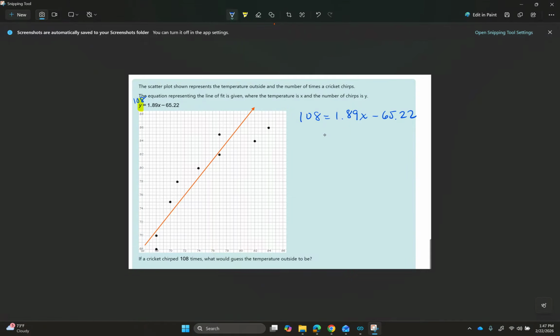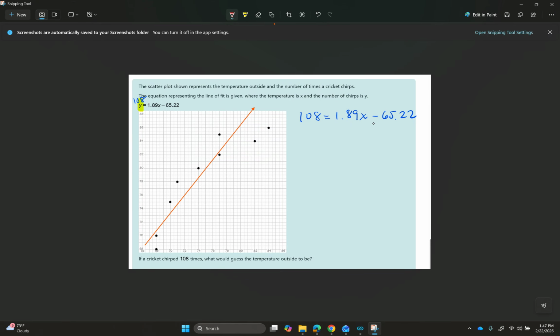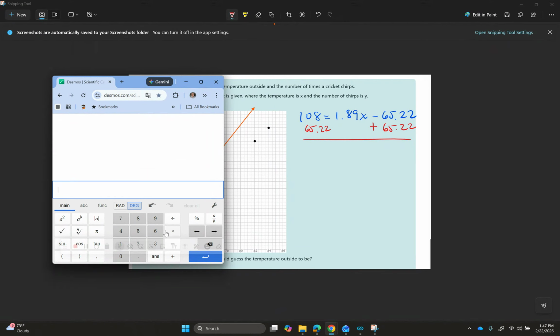Basically, I'm going to have to solve this two-step equation like I showed you in quarter number 2. So here I'm going to do the opposite of subtracting 65.22. I'm going to add 65.22 on both sides, and I'm going to use my calculator to do the computation for me. So here is my calculator. Let me clear everything out.